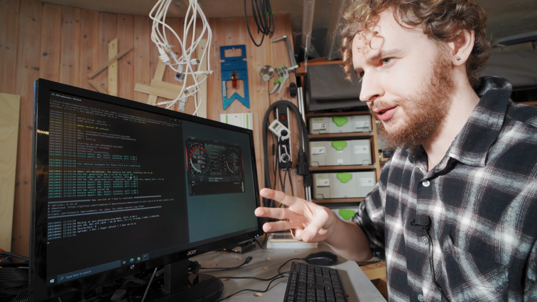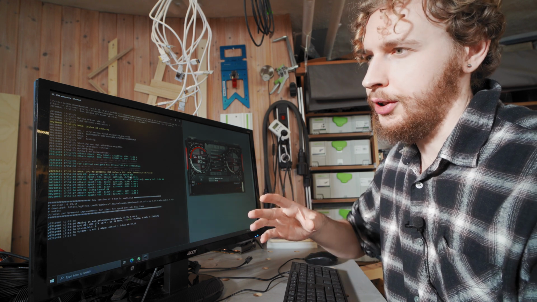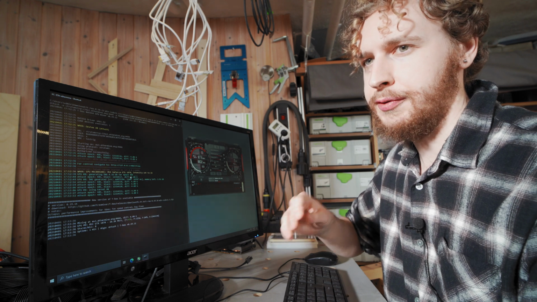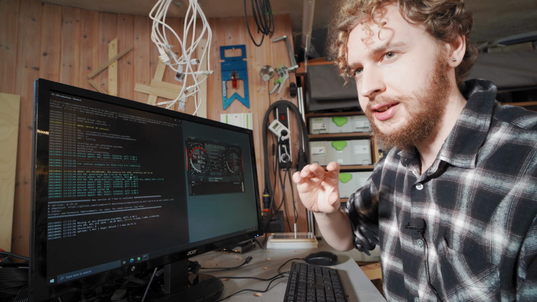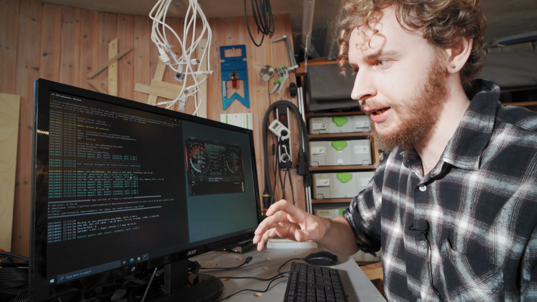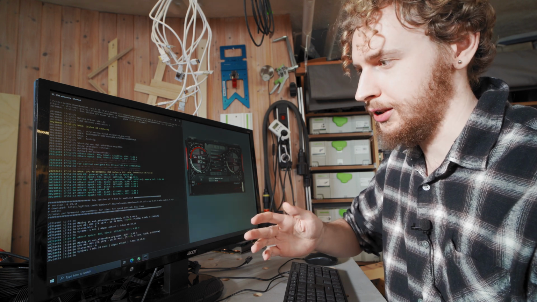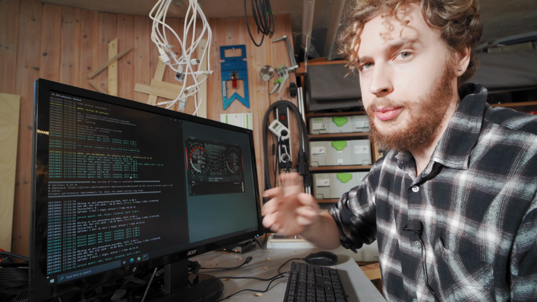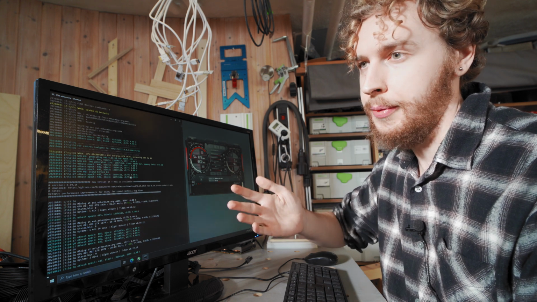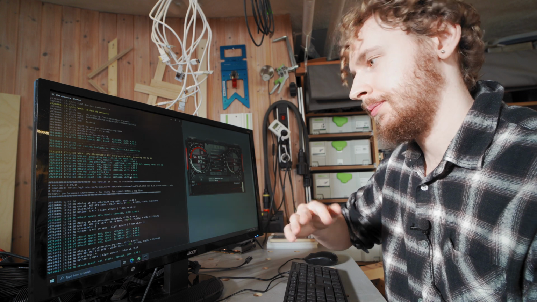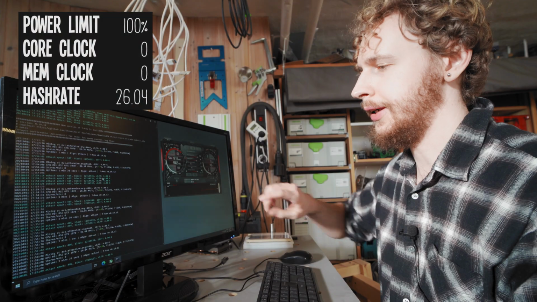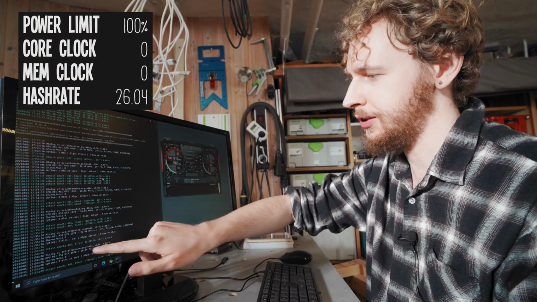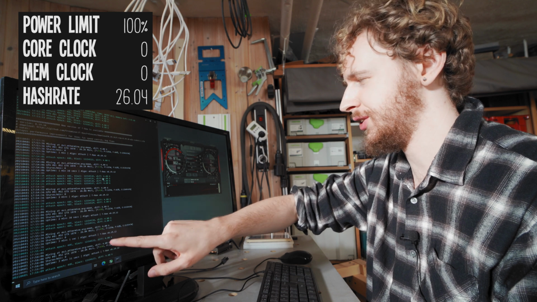Now, the third and last thing is, the way I overclock is I try to optimize for just getting the highest stable hash rate that I can get. I don't try to optimize for efficiency. So it might be different for you. You might wanna optimize for hash rate per watt. That's up to you. All right, so it seems that we've settled in at around 26.04 mega hash a second.